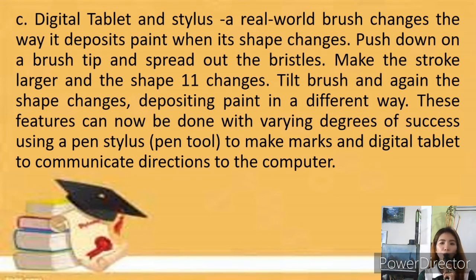A real-world brush changes the way it deposits paint when its shape changes. Push down on a brush tip and spread out the bristles. Make the stroke larger and the shape changes. Tilt the brush and again, the shape changes, depositing paint in a different way.